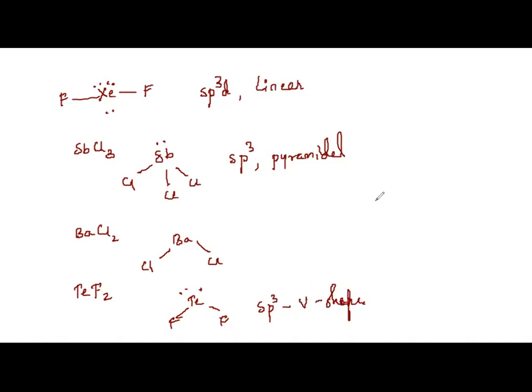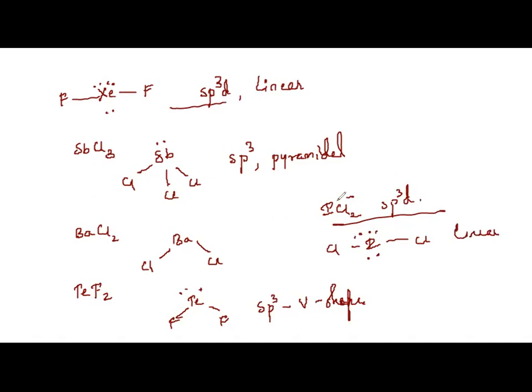Then another option is ICl2 minus. The hybridization here is sp3d. So sp3d hybridization means what? The geometry will be linear. You can see here, in ICl2 minus, iodine has 3 lone pairs. Therefore, the geometry is linear.